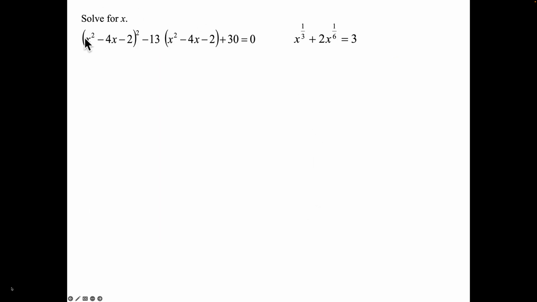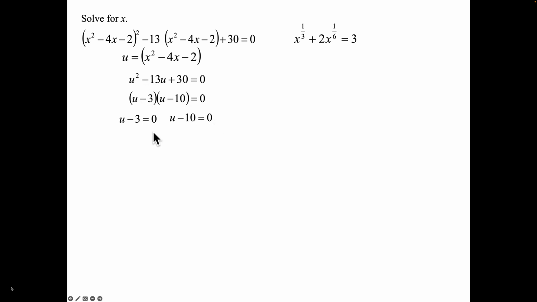Next, we have, holy cow, a trinomial x squared minus 4x minus 2 squared minus 13 times the trinomial x squared minus 4x minus 2. Hey, these two trinomials are the same. That's my u. We take them out, we have u squared minus 13u plus 30 equals 0. This one, I believe it's going to factor. I need two numbers that multiply to be 30 and add up to be 13. How about 3 and 10? So u minus 3, u minus 10. Set those equal to 0, solve for u, which is just a changing of the sign.